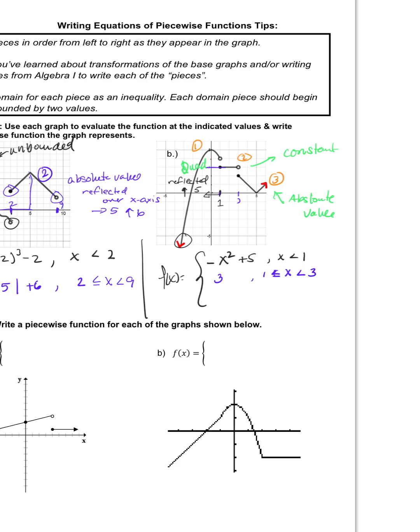The last part we have is an absolute value. This absolute value has been shifted this way 5 times. So over 5, it's not done anything else. So we write the absolute value of x inside minus 5 because it's affecting the x value. And it starts at 3 and it's a closed circle, but because it's unbounded, it's just going to be x is greater than or equal to 3.